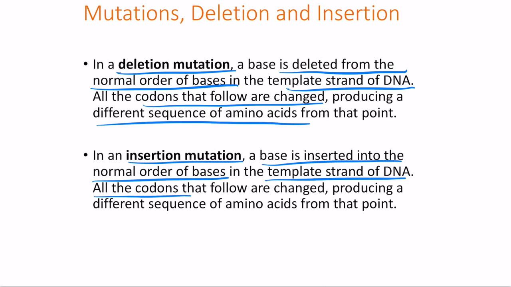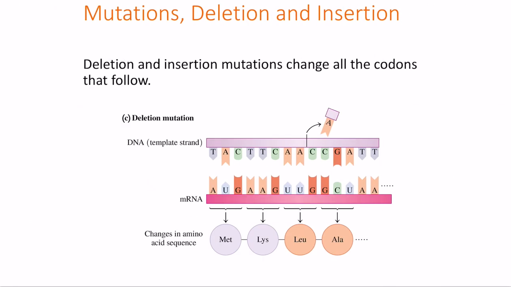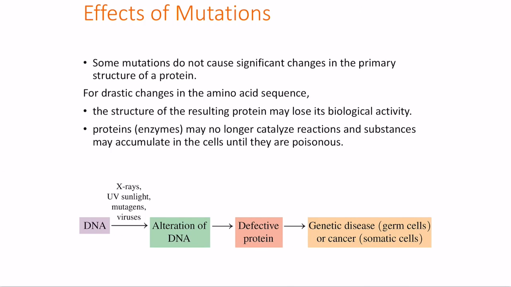And here all the codons that follow are changed, producing a different sequence of amino acids from that point. So this is an example of a deletion mutation where one of the base pairs is gone. If one of the bases is gone, then it results in the formation of a different mutation of the amino acid chain.